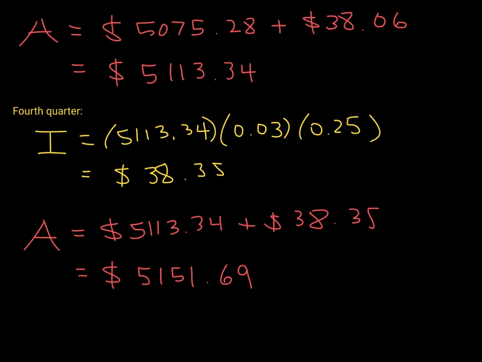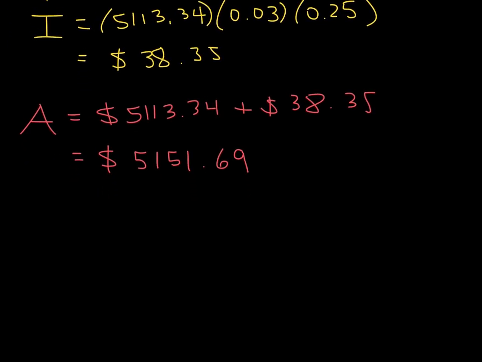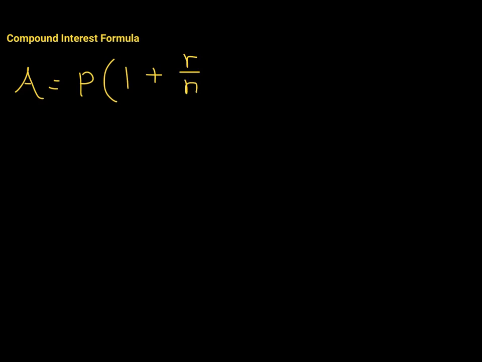Now, of course, we don't want to have to do this 4 times, quarterly. Or imagine if the interest is compounded daily, right? You don't want to do this 365 times, right? And so there is a formula for compound interest. The total amount that's in your account will be equal to the principal times 1 plus the rate divided by the number of compounding periods, which is what n represents, to the power of n times t.